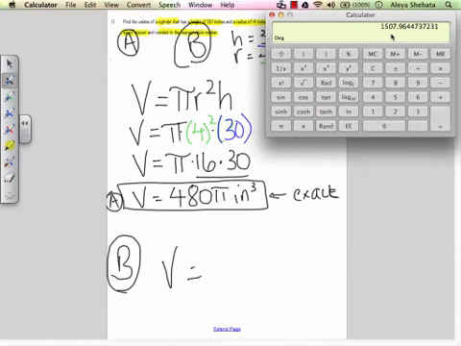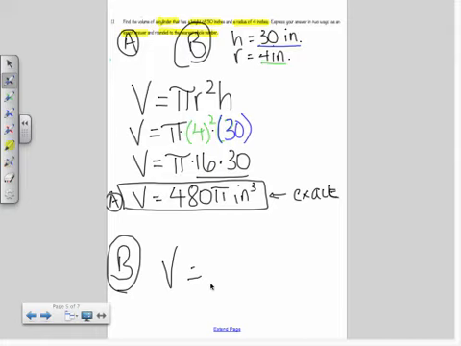Because it asked me to round to the nearest whole number, I'm going to go to the ones digit, which is a 7. I'm going to see what comes after the 7, which is a 9. If it's 5 or above, it means I should give it a shove. So this 9 is 5 or above, which means I have to give this 7 a shove, which means that this 7 will round up to an 8. So my volume rounded to the nearest whole number would be 1,508 inches cubed.